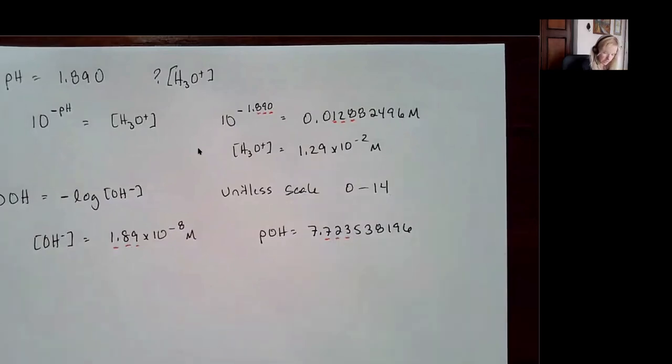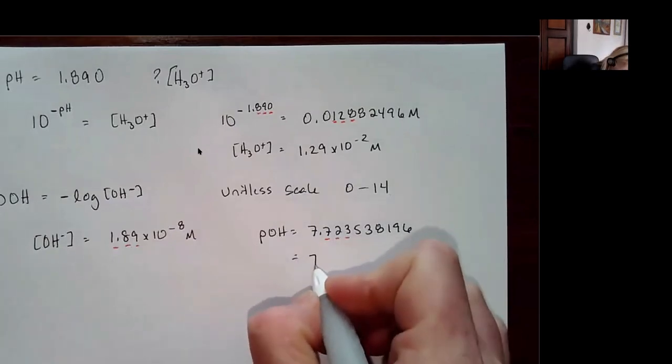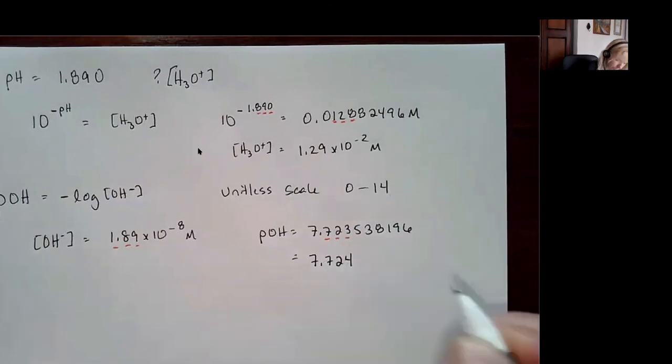I'm going to ignore that 7, and my pOH is going to be 7.724. That would be my answer.